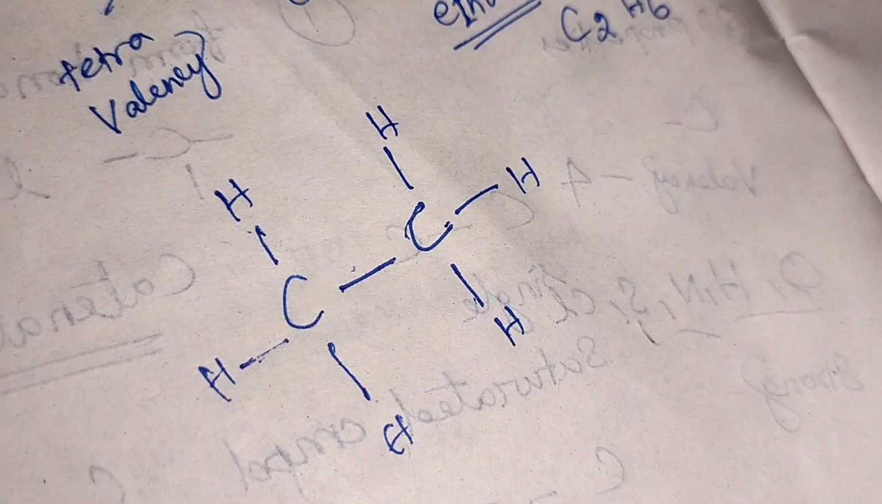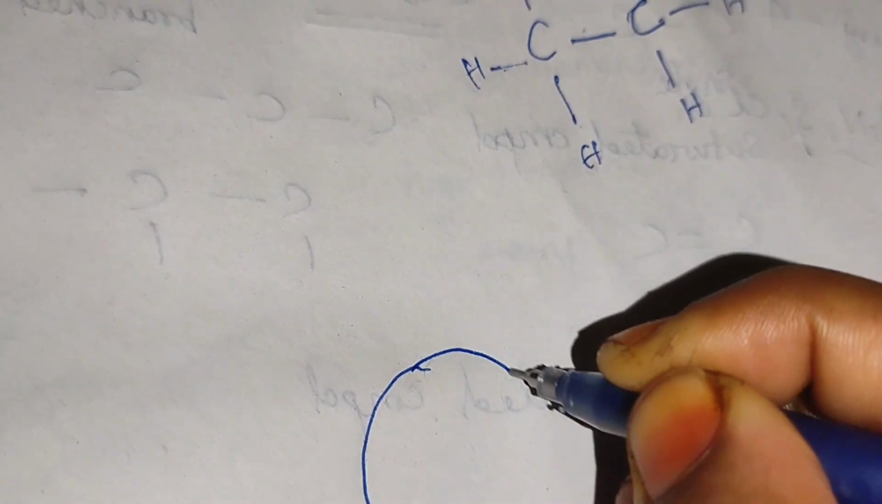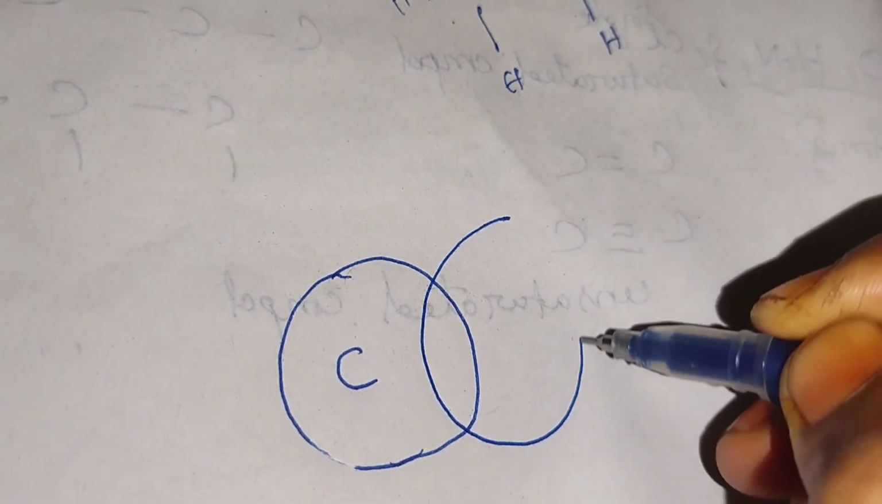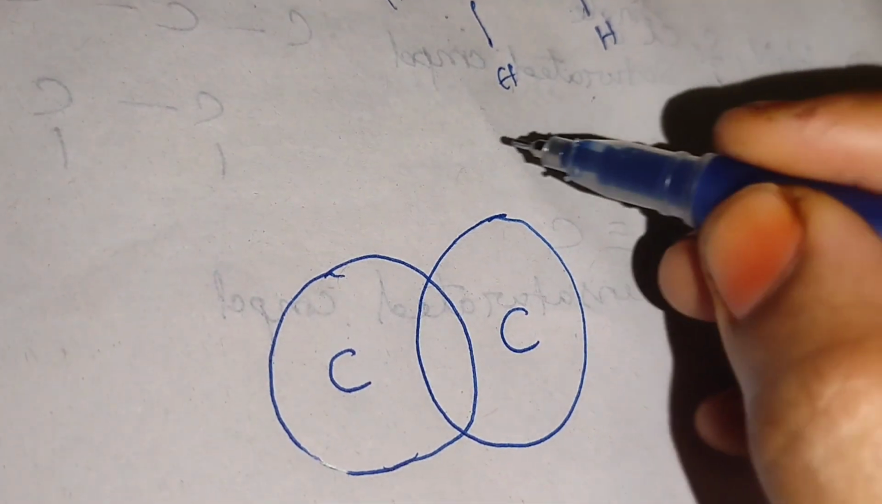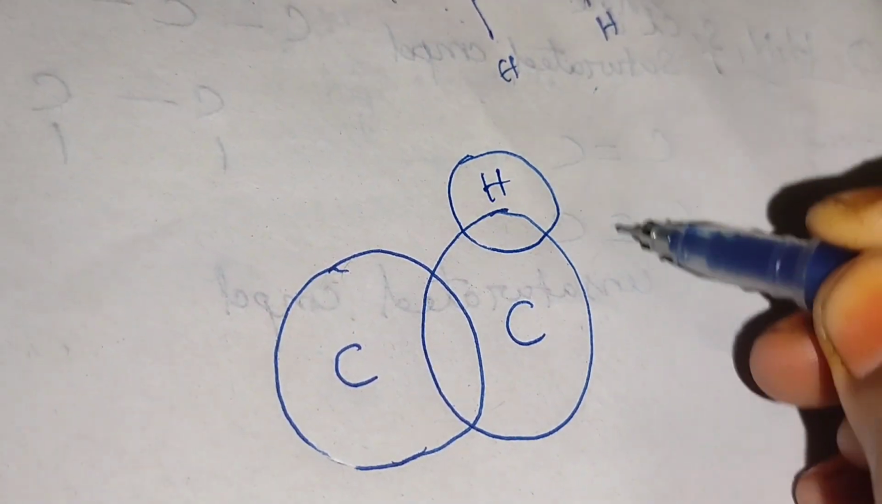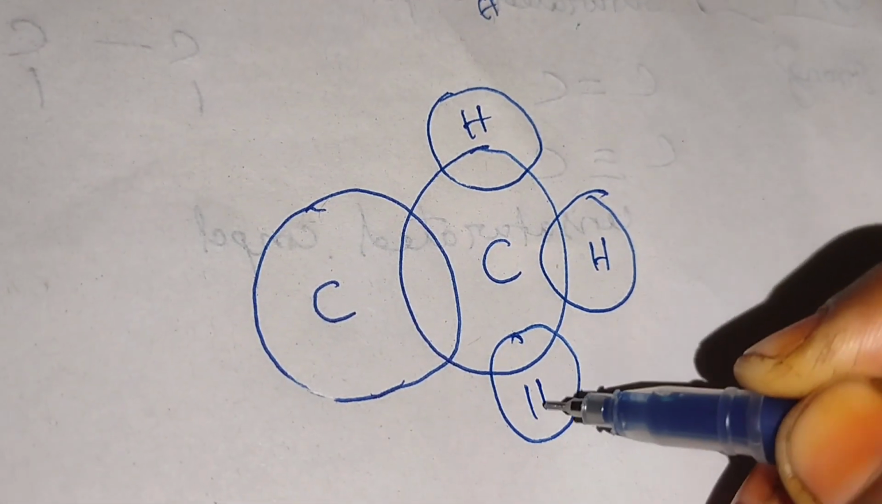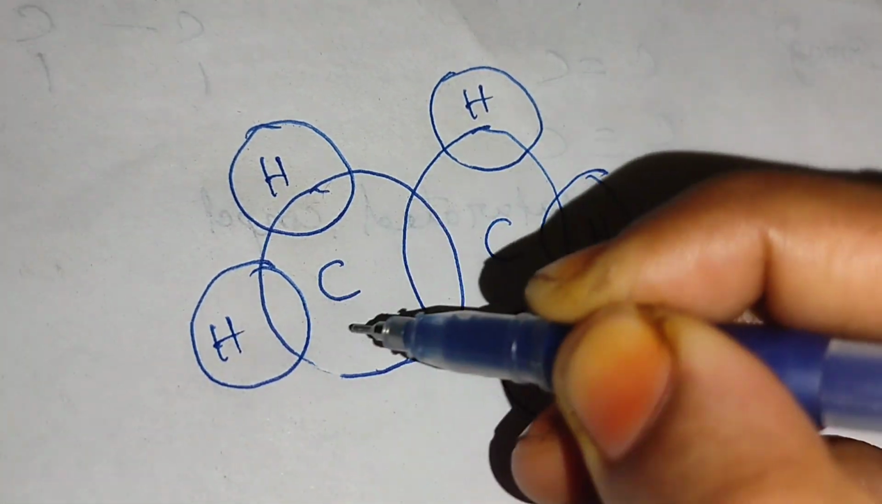Now we have to draw an electron dot structure. So carbon, here carbon, and this carbon is going to join with another carbon. This is another carbon. 3 hydrogen here and here also 3 hydrogen. So here 1 hydrogen, 1 hydrogen, 1 hydrogen, and here also 1 hydrogen, 1 hydrogen, 1 hydrogen.